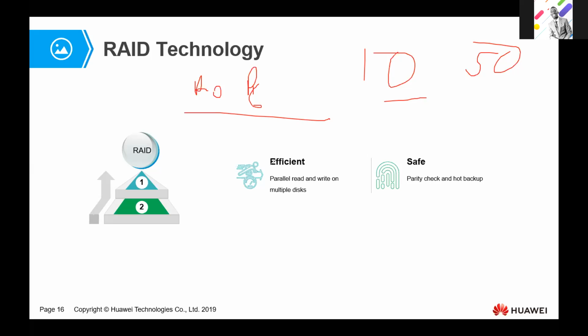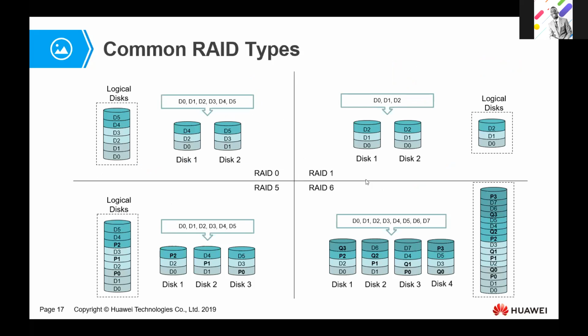So we are saying here that one of the importance of RAID is efficiency, because you can bundle different independent disks together to read and write in parallel on multiple disks. And also it is safe because some RAIDs, as you're going to see, have some kind of parity check, thereby being able to recover the data. And also it gives us the ability to do hot backup. Sorry. So let us look at the common types of RAIDs. And we are looking first at RAID 0.